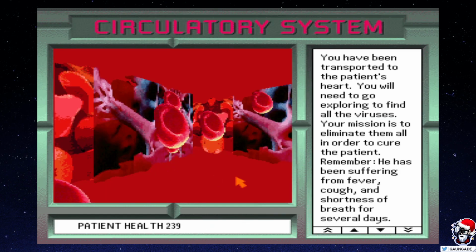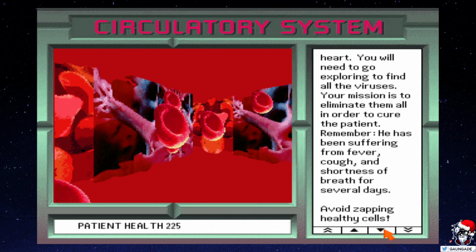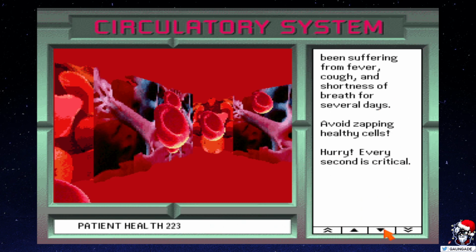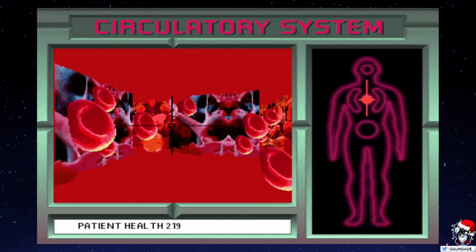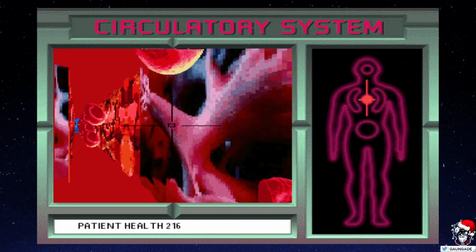Let's go! You have been transported to the patient's heart. Oh shit, I got 30, 40? You will need to go exploring to find all the viruses. Your mission is to eliminate them all in order to cure the patient. Remember, he has been suffering from fever, cough, and shortness of breath for several days. Avoid zapping healthy cells. Hurry! Every second is critical.